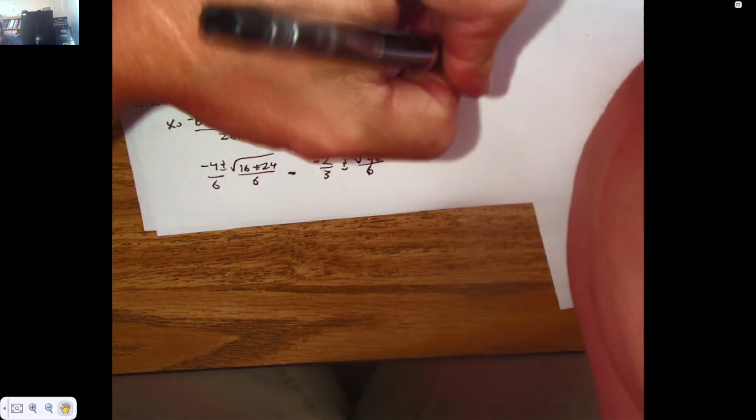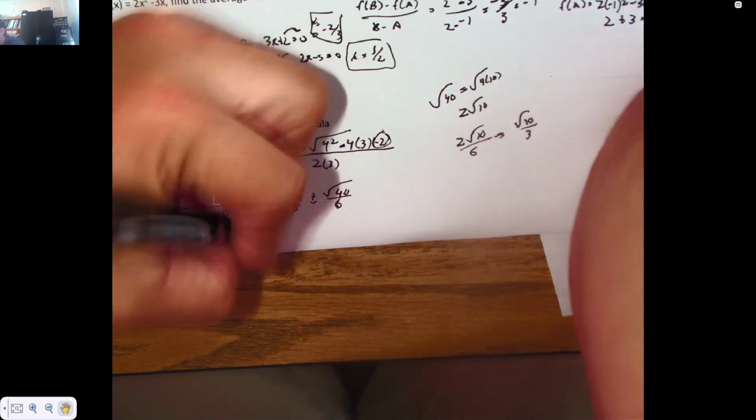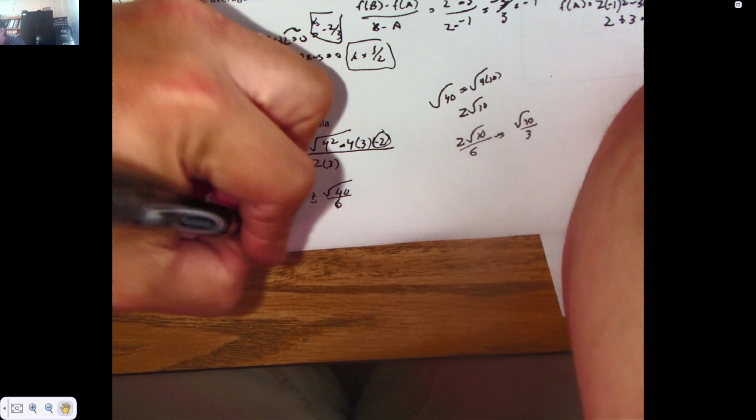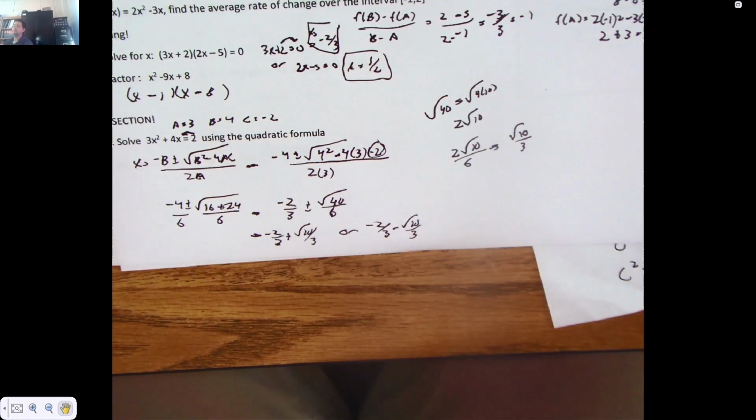In your head, you need to be thinking about root 40 as something like 4 times 10, because that's what it is. And that becomes 2 root 10, because the square root of 4 is 2. So let's think what we have here. We have 2 root 10 over 6. 2 over 6 is 1 over 3, so a single root of 10 over 3. We have negative 2/3 plus root 10 over 3, or negative 2/3 minus root 10 over 3. One or the other.